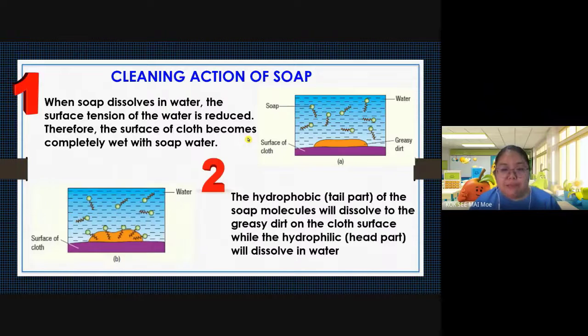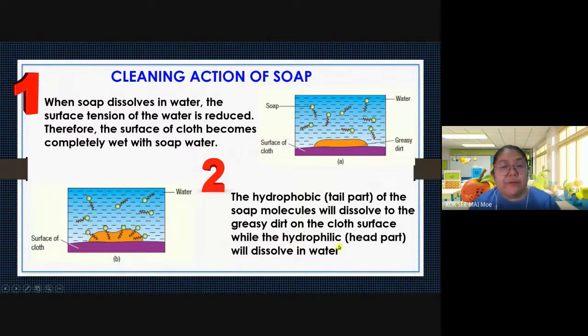Now the second step, you see, they all go into the surface of the cloth and also the grease. So from here, the hydrophobic tail part of the soap molecule will dissolve into the greasy dirt on the cloth surface.